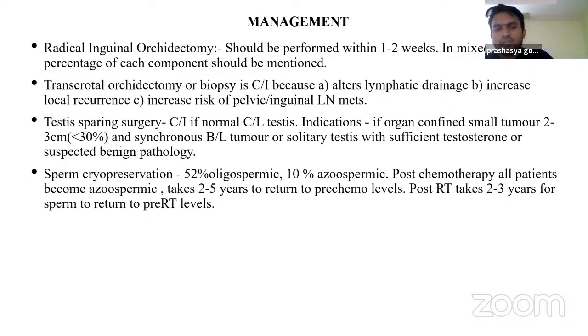Sperm cryopreservation is another factor. 52% of patients with a testicular mass are oligospermic and 10% are azoospermic. Post chemotherapy, almost all patients become azoospermic, and it takes 2 to 5 years for levels to return to pre-chemo levels. Even after radiotherapy, it takes 2 to 3 years for sperm to return to pre-radiotherapy levels. So sperm cryopreservation should be advised to every patient with a testicular mass.